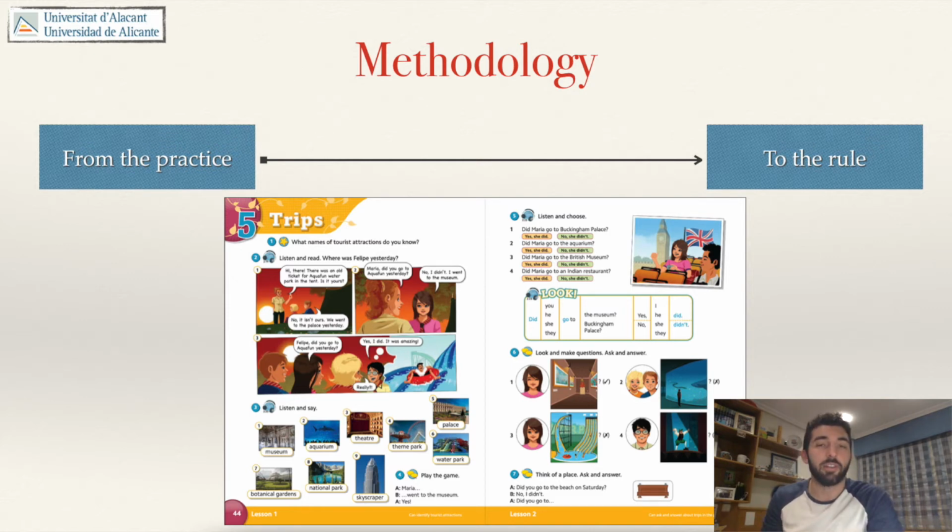Speaking about grammar, it is mostly presented as inductive grammar. As we can see in the picture below, the book presents some different examples of how to use the grammar structures, like in activity 2 or 5, where the teacher should act as a guide.